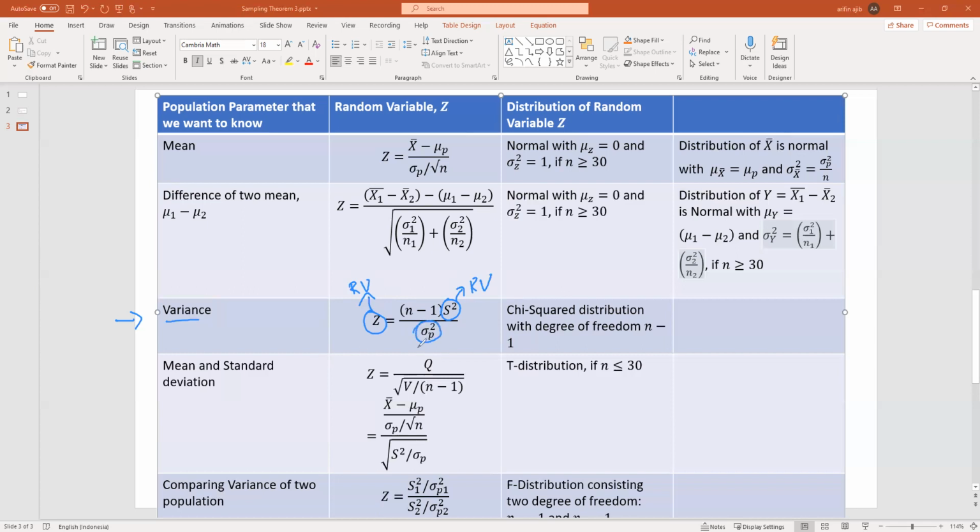How about here, the variance of the population? Why do we need to divide by the variance of the population? Because it is for normalization. And then we realize that the distribution of variable z here follows the chi square distribution, not normal anymore, with degrees of freedom n minus 1. How to compute the probability is still the same, but we should note that the probability distribution is no longer normal but chi square.